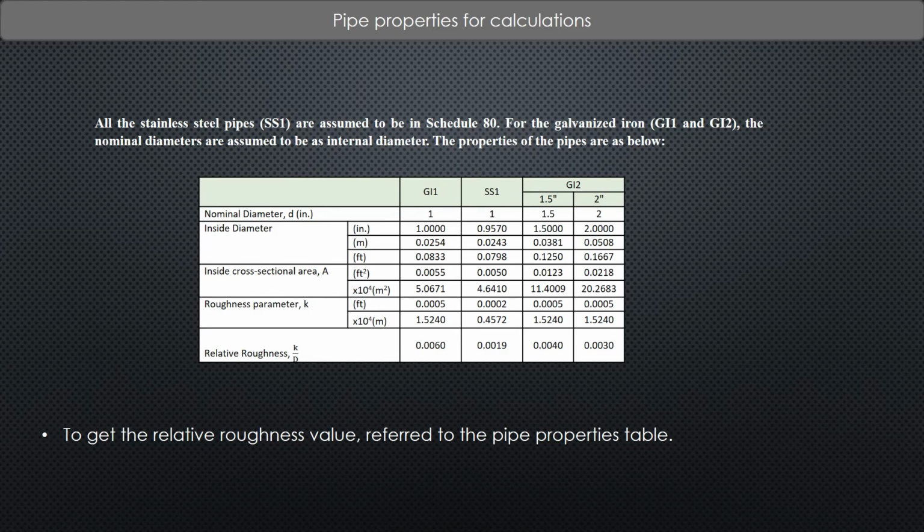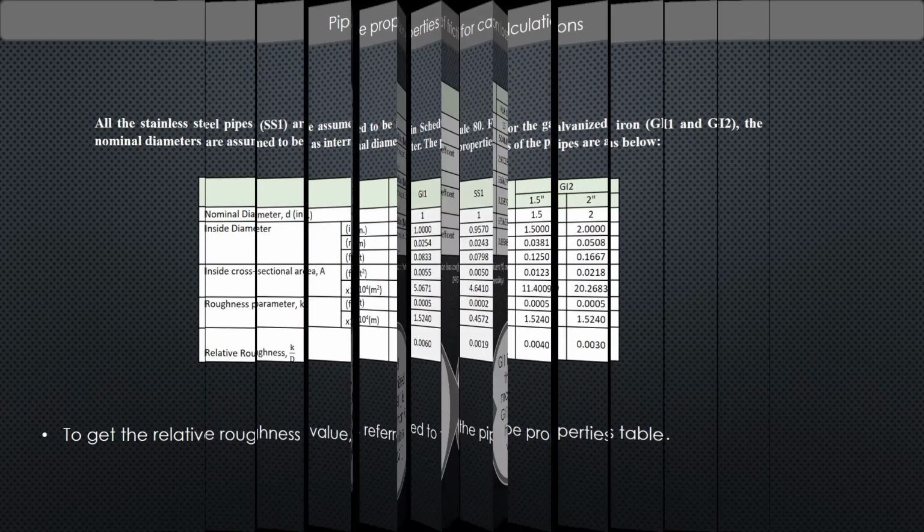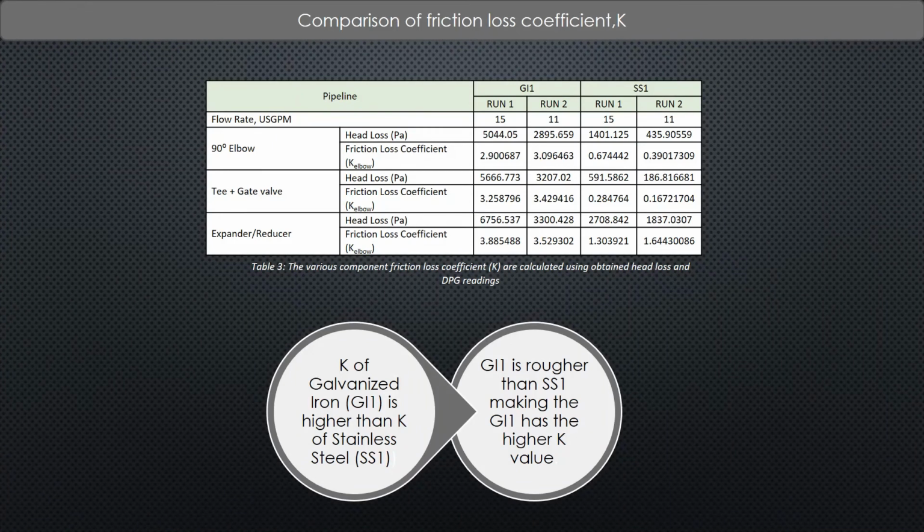This is the pipe properties table we use to find Fanning's friction factor from the chart. Let's continue with comparison of friction loss coefficient. Friction loss coefficient, denoted as K, is a calculation of the friction loss through the fitting for a particular fluid flowing at a specific velocity, and it is dimensionless.